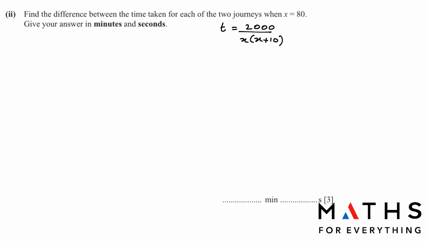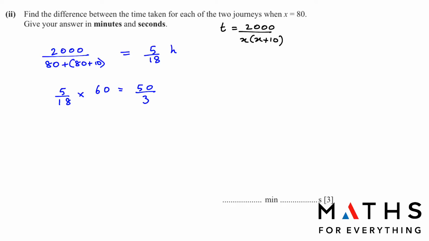The next part, find the difference between the time taken when x is 80. And we have to give the answers in minutes and seconds. This is in hours. So we are going to replace the x with 80 and this will give us 5/18. This is in hours. If you want to change it into minutes, you have to multiply by 60. When you do that, you will get 50/3.